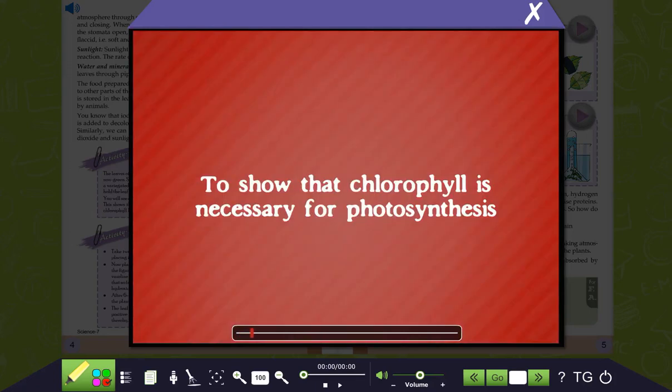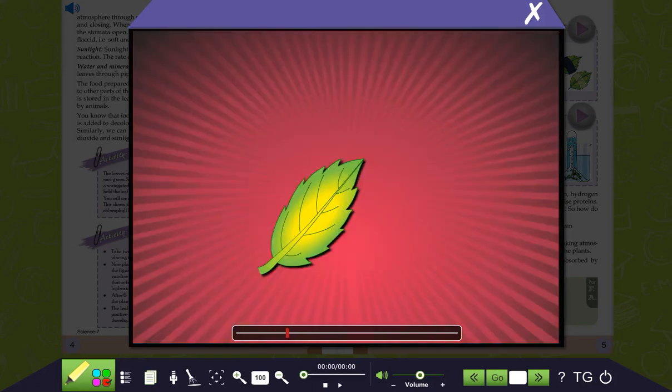Activity 1. To show that chlorophyll is necessary for photosynthesis. The leaves of a croton or coleus are partly green and partly non-green. Such leaves are called variegated leaves.